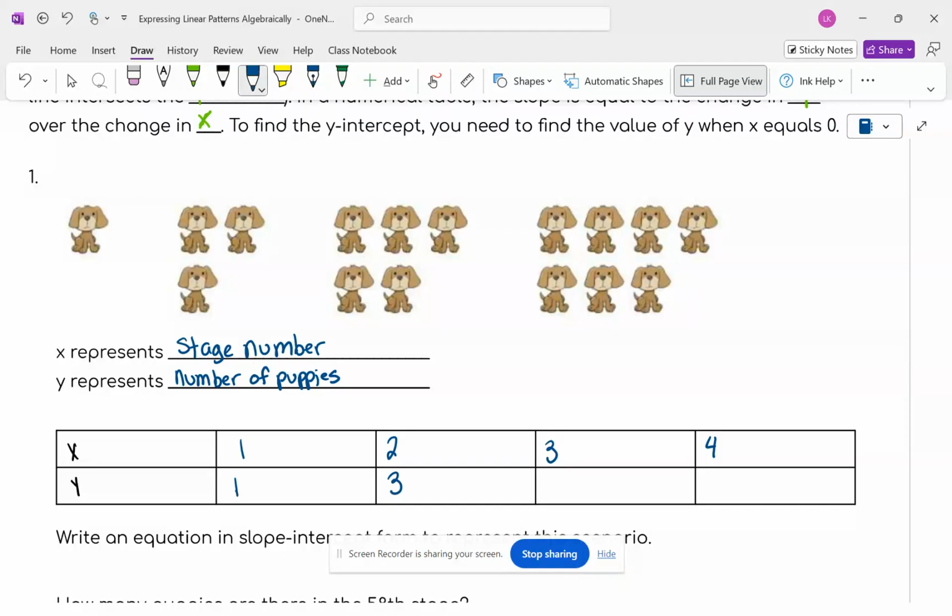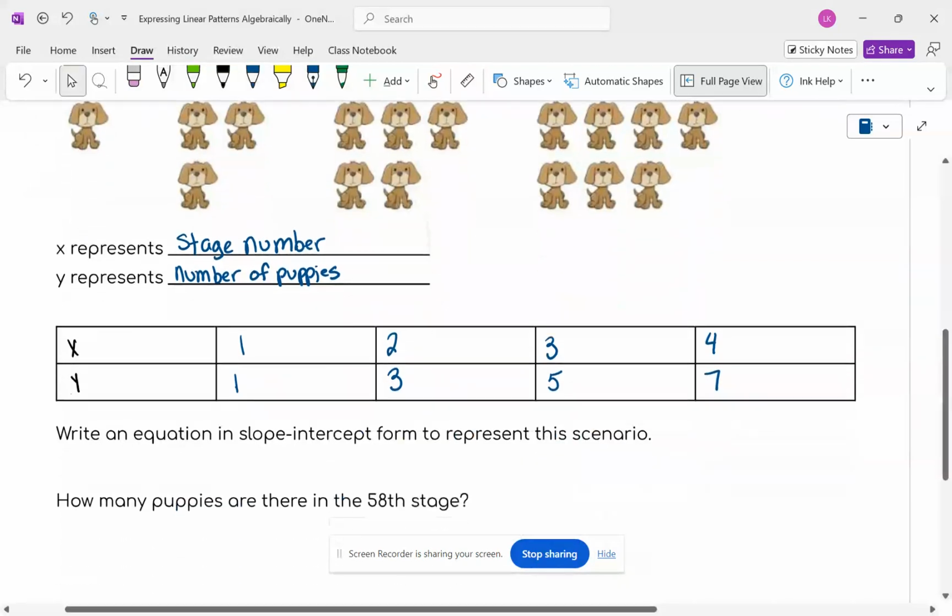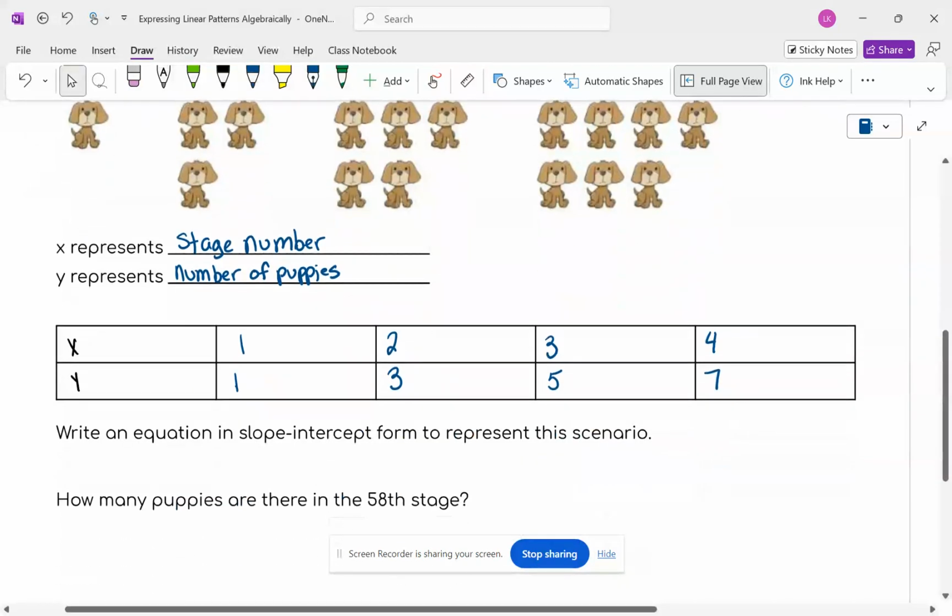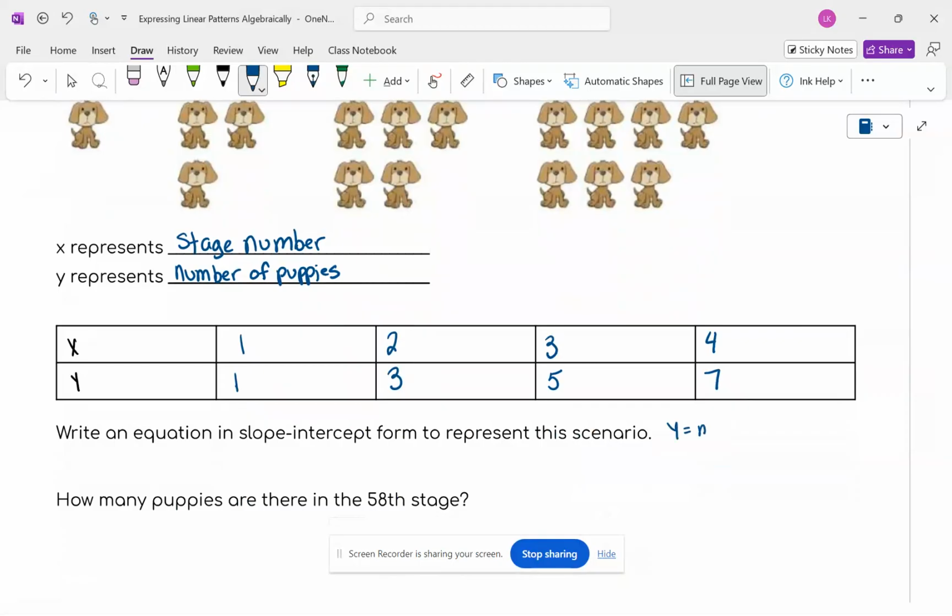In the first stage, there's 1 puppy. In the second stage, there's 3. In the third stage, there's 5. And in this fourth stage, there are 7 puppies. So then what we're going to do is write an equation in slope-intercept form to represent this scenario. So we want to figure out y equals mx plus b.